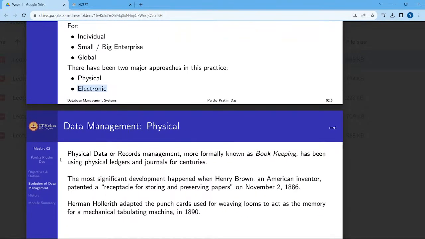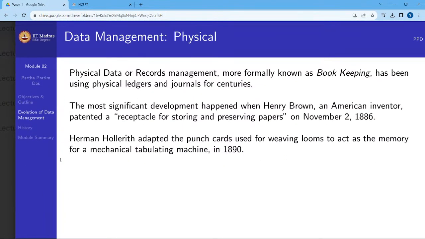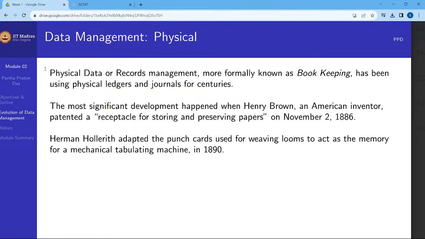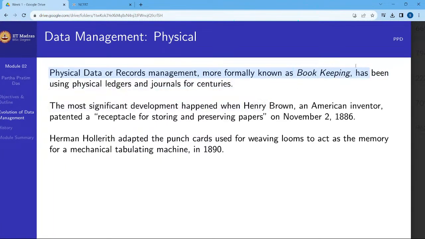Physical data or record management was formerly known as bookkeeping. If you ask your parents or grandparents, they would know what bookkeeping is. Using physical ledgers or journals for centuries. Most of the significant development happened when Henry Brown, an American inventor, patented a receptacle for storing and preserving papers.